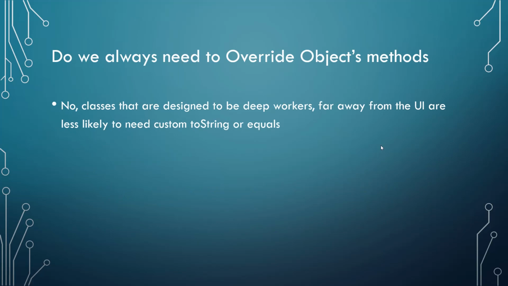Do we always need to override object's methods? No. Classes that are designed to be deep workers, far away from the UI, are less likely to need custom toString or equals. So objects that are closest to bubbling up to the UI, like students, like employees, those are things that are generally represented on a UI. They typically do need to override toString and equals methods in order to work properly, both for display and for collections in general, not just array lists. So it is very important to understand when to do it.